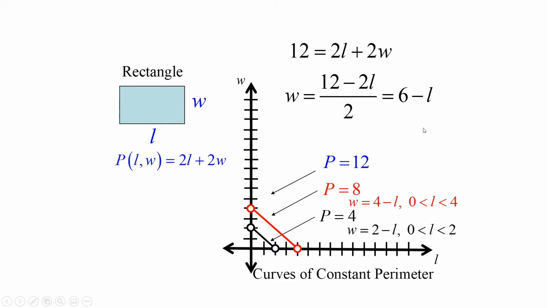And now the only thing that changes is my y-intercept goes to 6. An open dot at the 6, same slope of negative 1 until I get down to that L axis where W is 0 and W cannot be 0. Open dot right there. And now I see my restricted domain. This time I'm going to go from 0 to 1, 2, 3, 4, 5, 6. So 0 is less than L and L is less than 6.